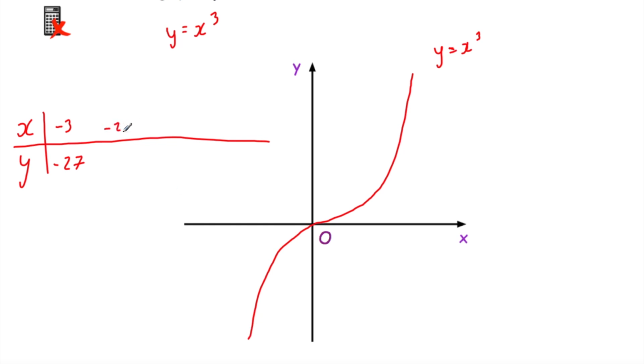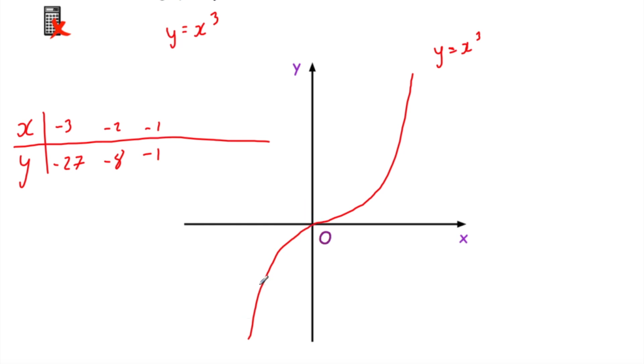Then if we have -2, well, -2 times -2 times -2. -2 times -2 is 4, because remember, a negative times a negative is a positive. And then 4 times -2 would make it negative, so the answer would be -8. That's -2 across, -8 down. So quite far down, but not as far down as the -27. -1 cubed, well, -1 times -1 times -1 is -1. So it's -1 across, -1 down, so there.